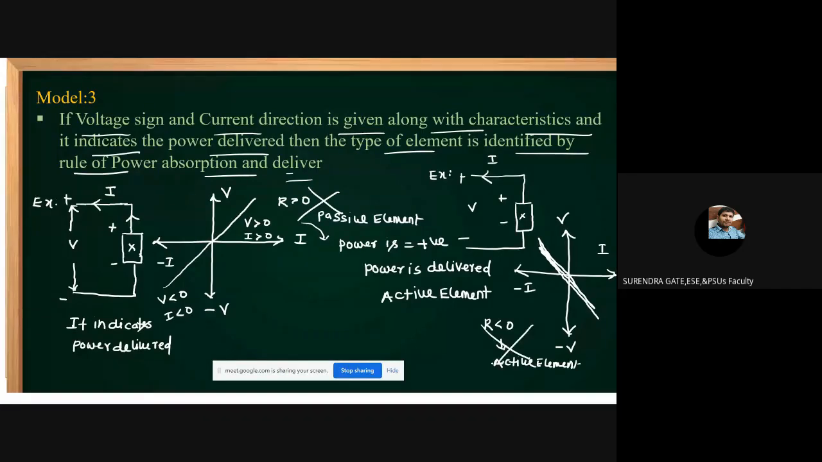This is a wrong analysis. Then what is the power? The power is minus I into plus V, minus into plus is minus, so power is negative. Negative power means the element absorbs power. Which elements will absorb power? Passive elements. Like this you can work. Only this case is different; for the remaining cases, we go through the same process.